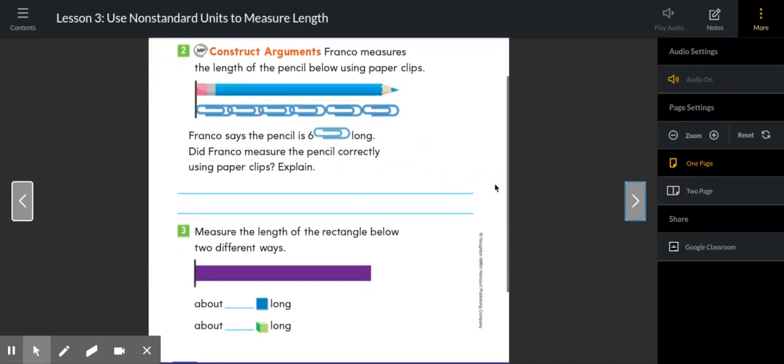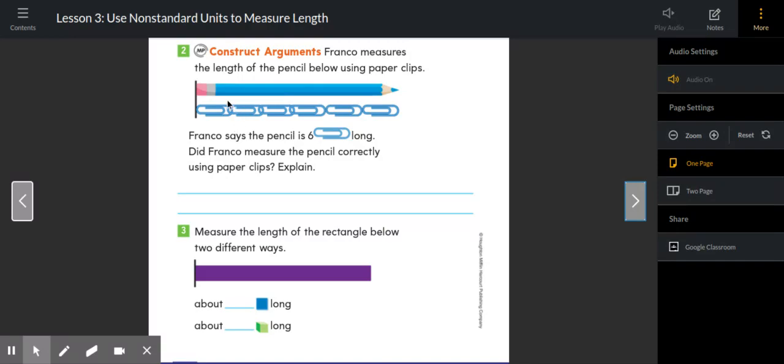On your own. Franco measures the length of a pencil below using paper clips. Franco says the pencil is 6 paper clips long. Did Franco measure the pencil correctly using paper clips? Okay, I want you to look really carefully at his paper clips. This is kind of a tricky question. Did Franco do this correctly?